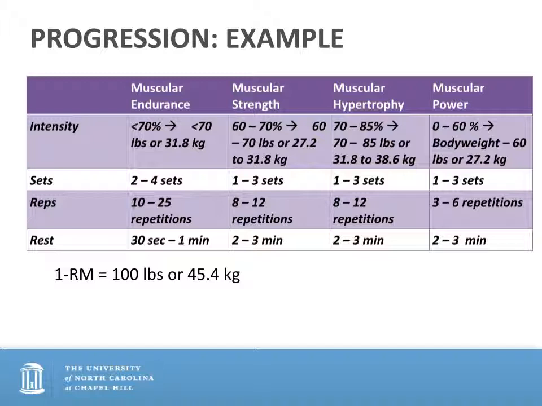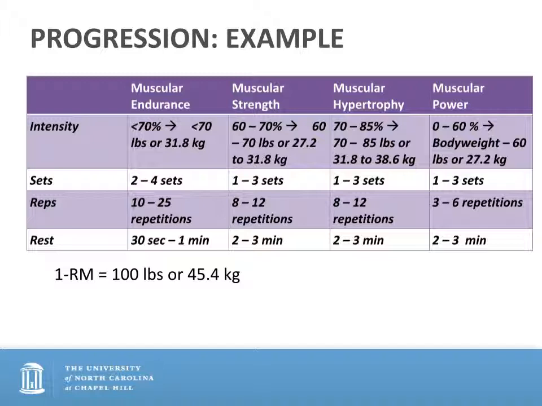Let's move on to an example comparing the 4 different categories we just talked about. So muscular endurance, muscular strength, muscular hypertrophy, and muscular power. So these could be 4 different goals that a person had. And for this example, it should be noted that a person's 1 RM, or 1 repetition maximum, is 100 pounds, which also equals 45.4 kilograms.